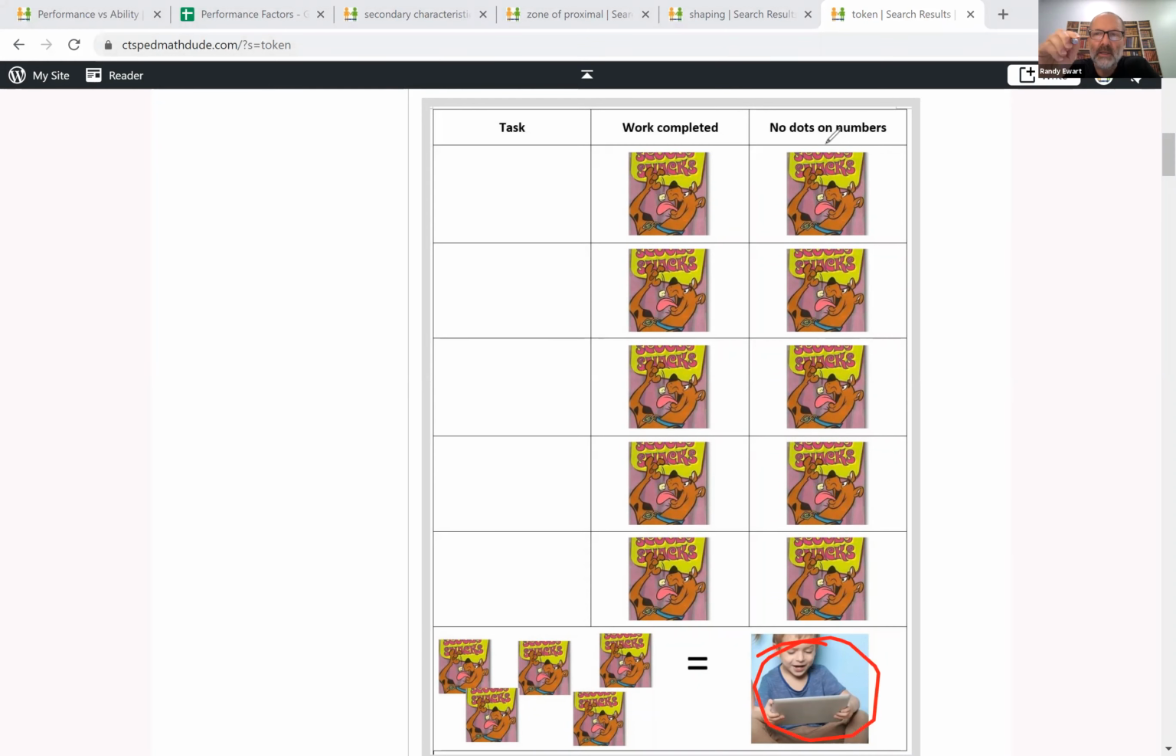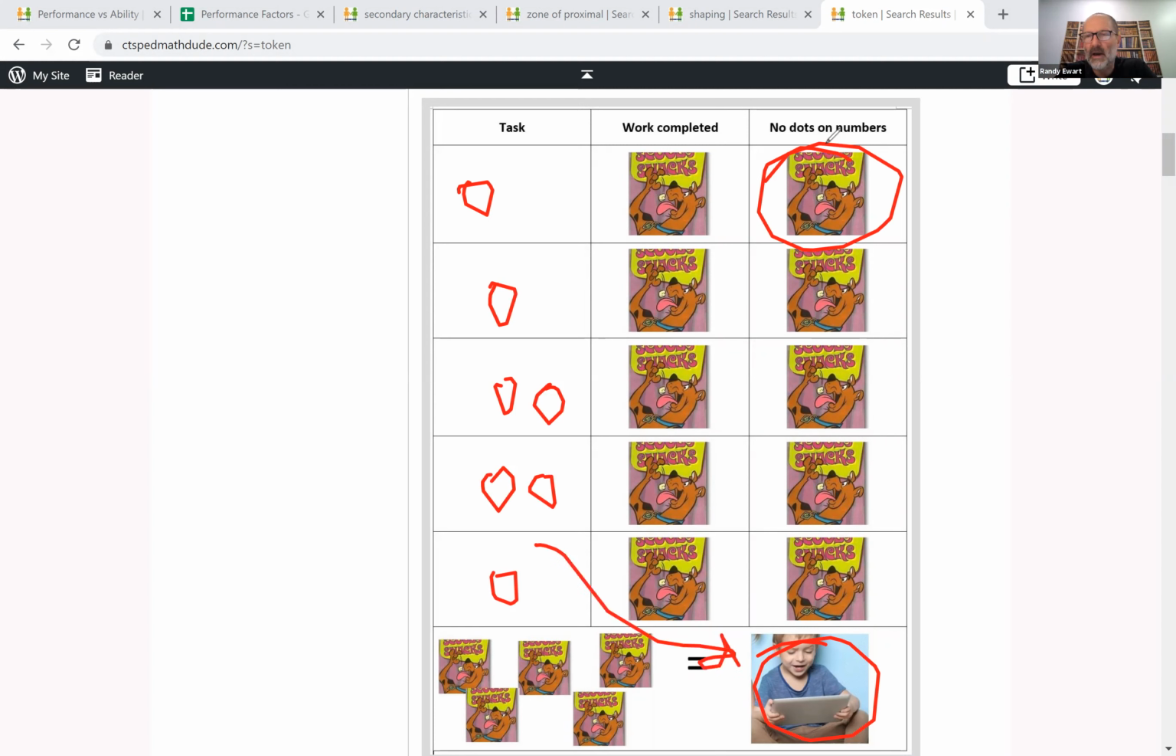But if he completed the work with no dots on the numbers, he would get 2 tokens instead of 1 token. If he did the work but drew dots on the numbers, he would just get 1 token. Then at the end, based on how many tokens he earned, that would equate to how much time he got. So we were shaping out, we were extinguishing his undesired behavior.